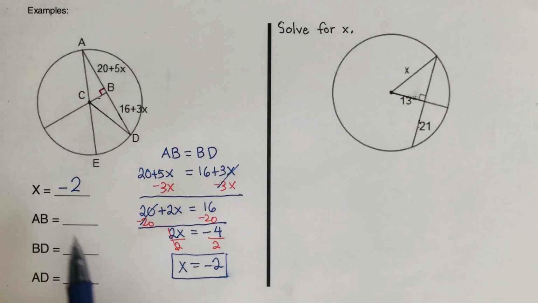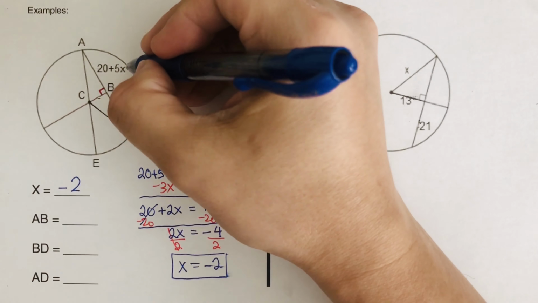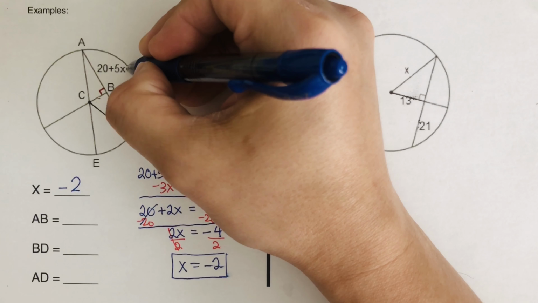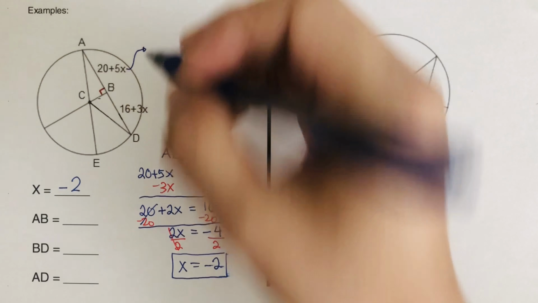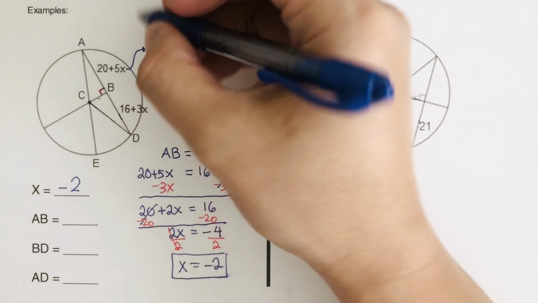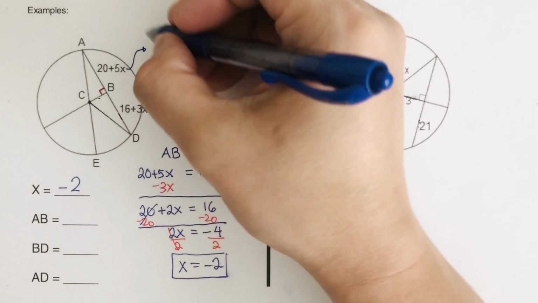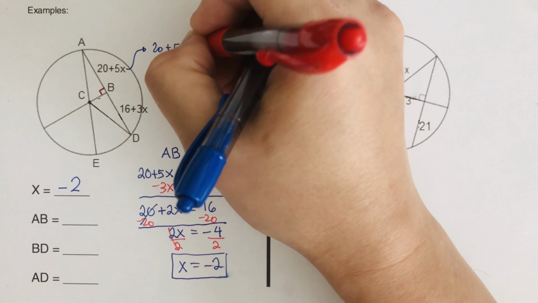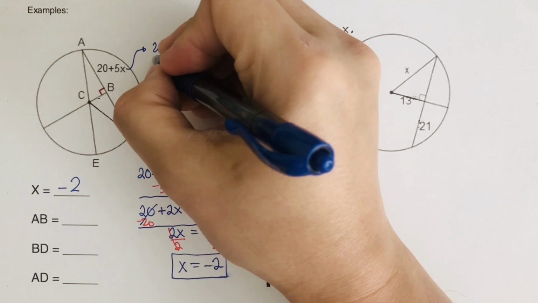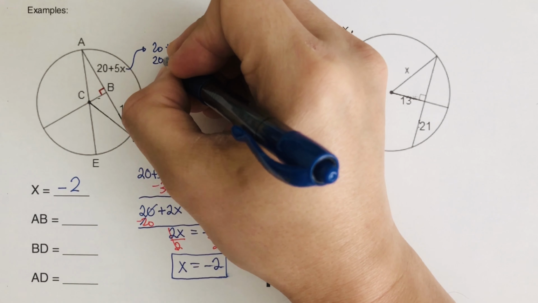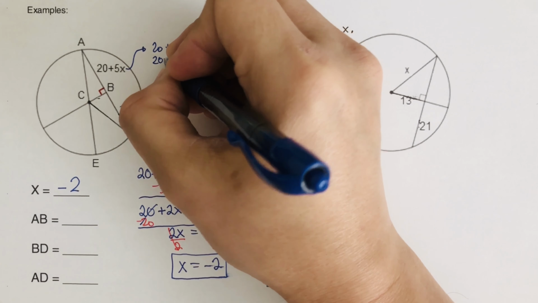Now let's determine AB. To do that, we're supposed to plug the value of x into here. So that would be 20 plus 5 times, again, our x is -2. So then we go ahead and say that's 20 minus 10. So 20 minus 10 is 10. So the length of AB is 10.